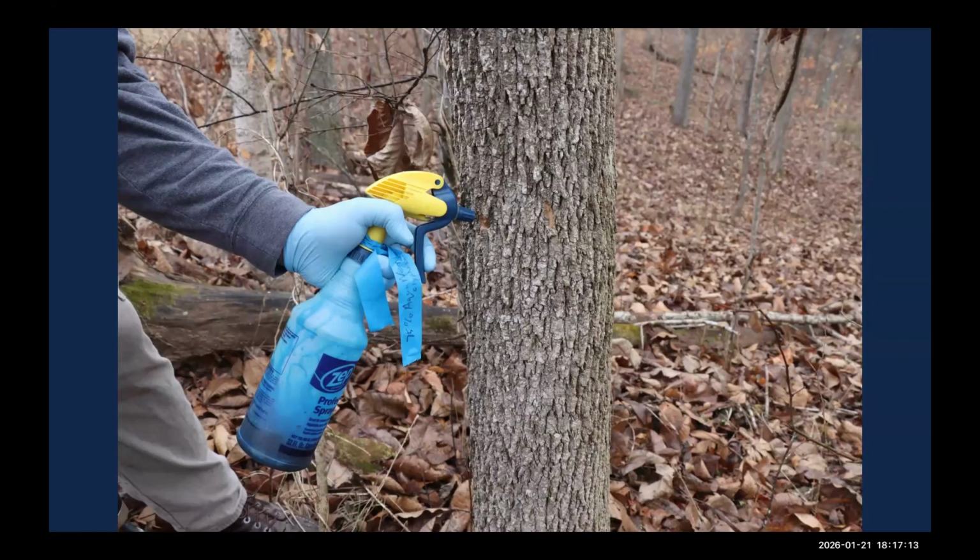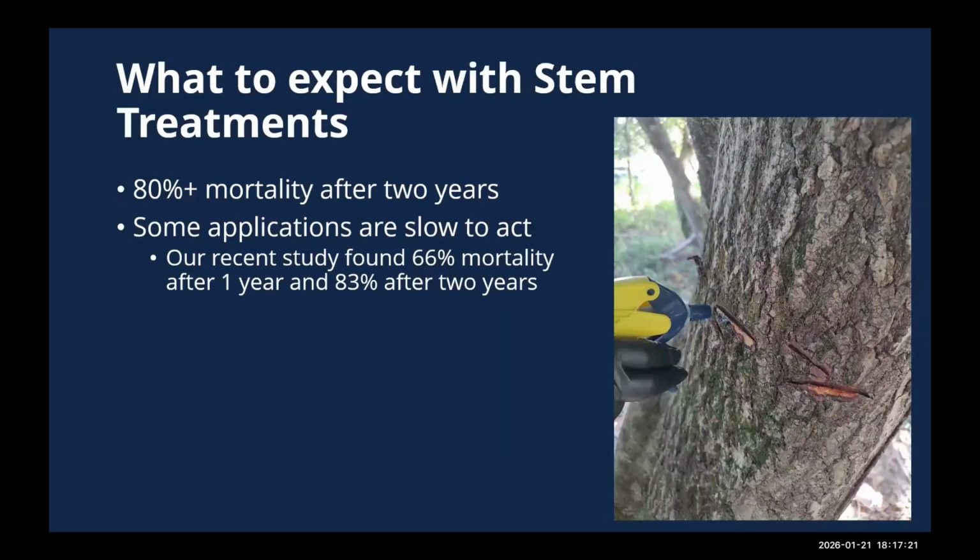In fact, with all three of those stem treatments, the girdle, the hack and squirt, and the drill and fill, you can expect 80+% mortality, which means 8 out of every 10 trees that you do this with should die after 2 years. It is a little bit of a slow treatment, which means that often 1 year after it, the plants will still be holding on a little bit. And so it may take another growing season to finally kill them.